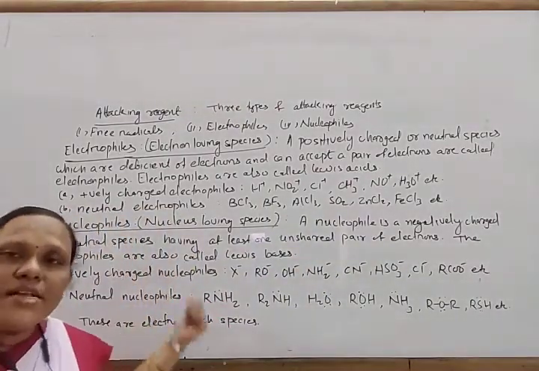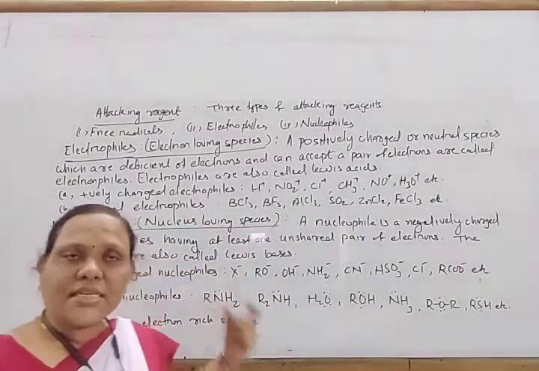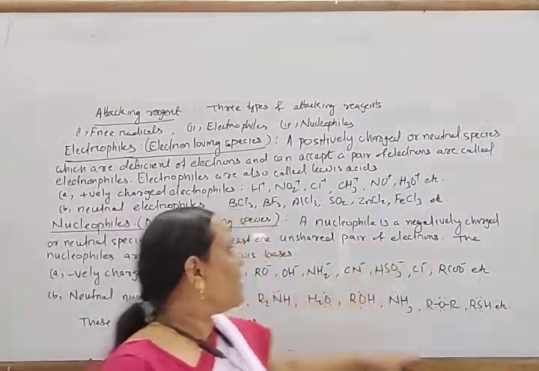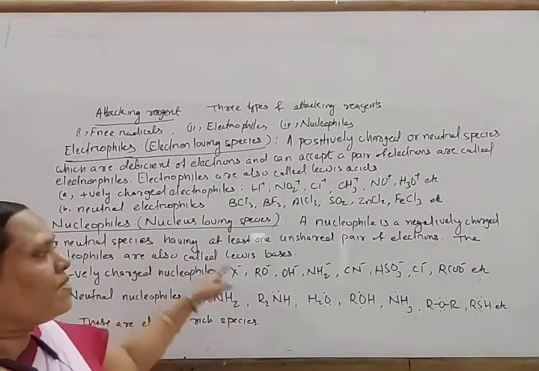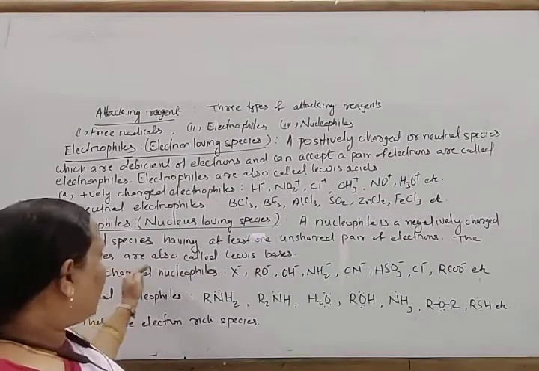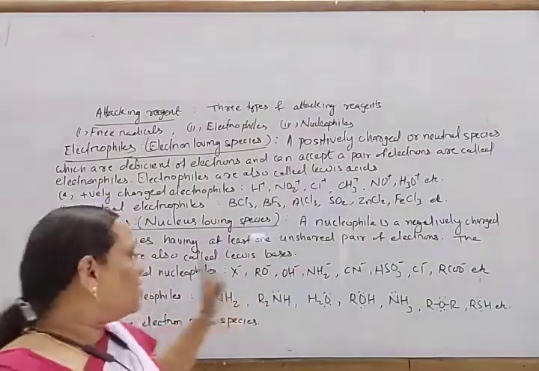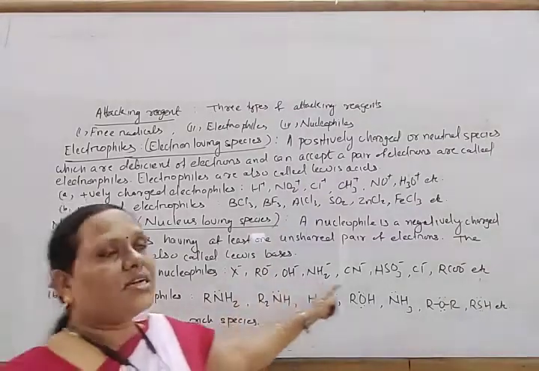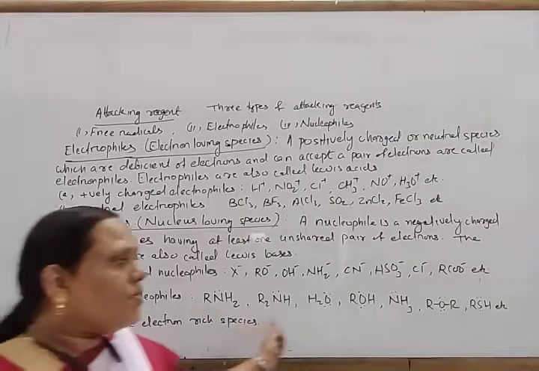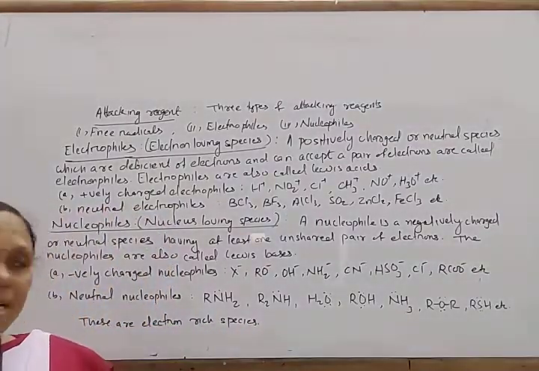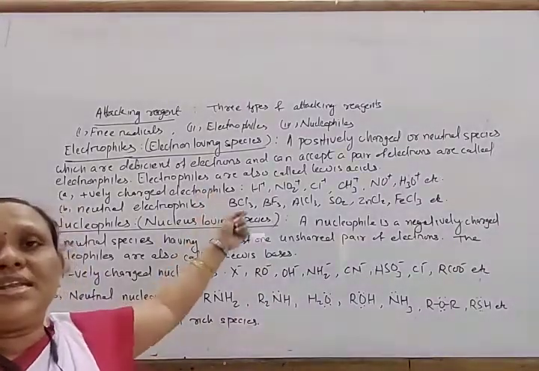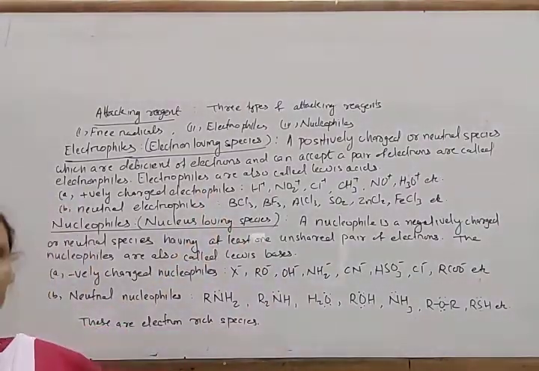Next, nucleophiles, which are nucleus loving or positive charge loving. These are electron rich species. A nucleophile is a negatively charged or neutral species having at least one unshared pair of electrons. These are some examples of negatively charged nucleophiles, and these are some examples of neutral nucleophiles. So nucleophiles are also known as Lewis bases, whereas electrophiles are known as Lewis acids.